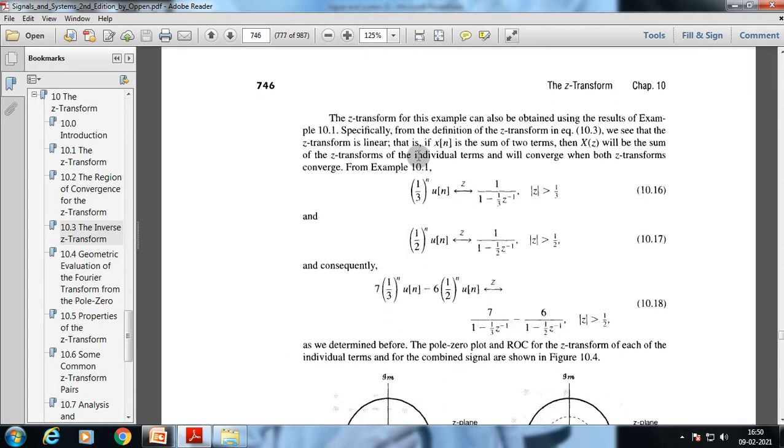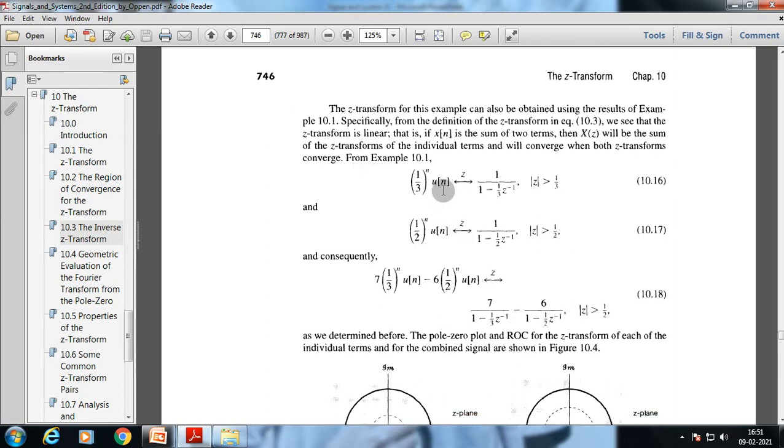The z-transform for this example can also be obtained using the results of example 10.1. Specifically, from the definition of the z-transform equation, we see that the z-transform is linear. That is, if x[n] is the sum of two terms, then X(z) will be the sum of the z-transforms of the individual terms and will converge when both z-transforms converge.